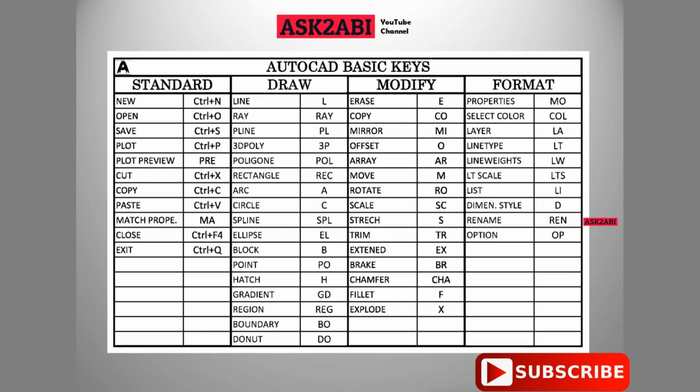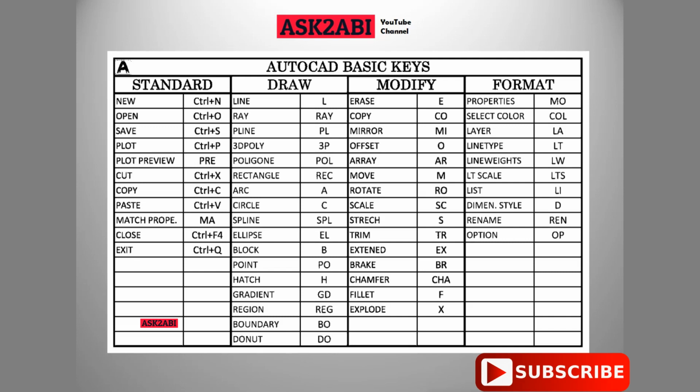Now we are going to see modify commands. For erase, you can use E. Copy command, you can use CO. For mirror, you can use MI. For offset, you can use O. For array, you can use AR. For moving the object, you can use M. For rotating the object, you can use RO. To scale the object, you can use SC. To stretch the object, you can use S.